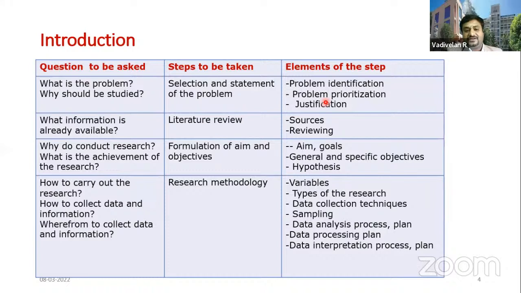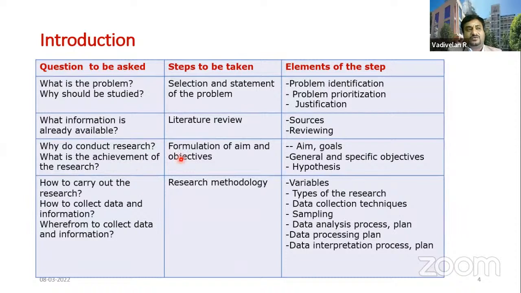So once you identify the problem and the statement of the problem, then we are going to see what information is already available. We call it the literature review. So how are we going to collect the literature review, and what are the various search engines and databases available for collecting this? You call these the sources for reviewing. Once all this literature review information is collected, then based on the previous theory, we decide why we conduct this research and what the achievement of this research is.